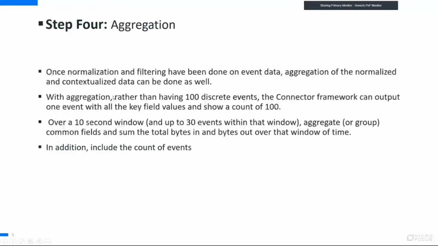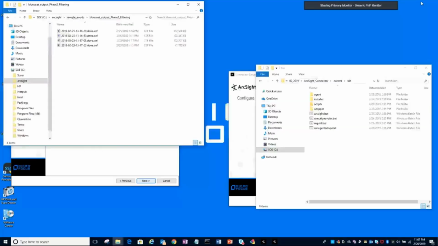Step 4, aggregation. Once normalization and filtering have been done on event data, aggregation of the normalized and contextualized data can be done as well. We all know that devices in our environment can be very chatty, and we can have over 100 events applying to the same event. So we want to aggregate those. In this exercise, over a 10-second window and up to 30 events within that window, we're going to aggregate or group these common fields and sum the total bytes in and bytes out over that window of time. In addition, we're going to include the count of events.